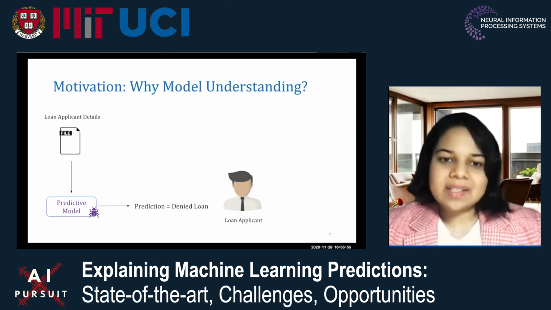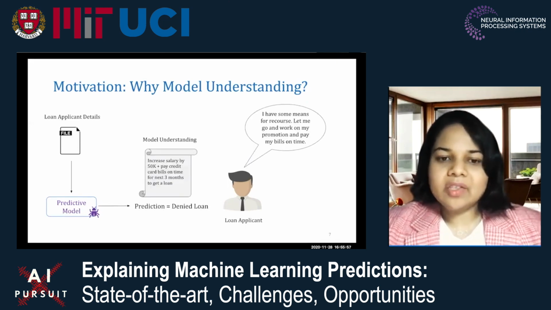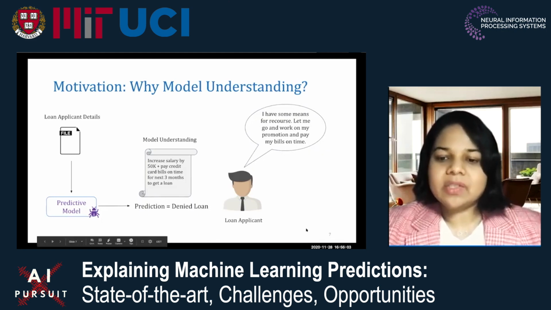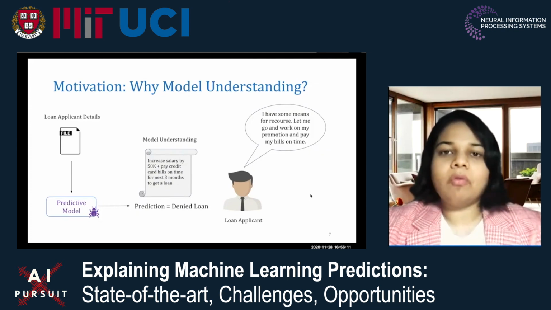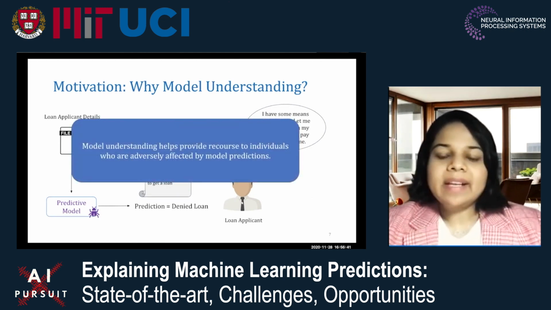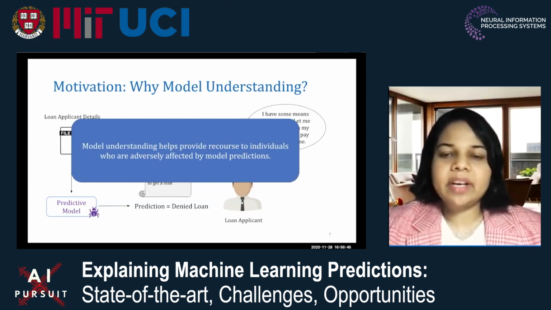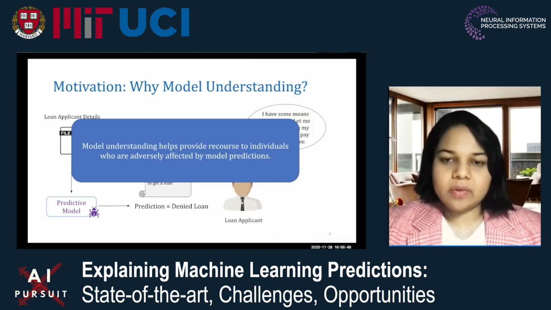For example, to tell him about what aspects of his profile or application he can change to improve the chances of him getting a loan in the future. For example, in this case, we might tell the applicant that he should increase his salary by 50K and pay his credit card bills on time for the next 3 months in order to get a loan in the future. This will basically provide the applicant with a deeper understanding of what he can do and what he can work on. So, model understanding in this case helps provide recourse to individuals who are adversely affected by model predictions.